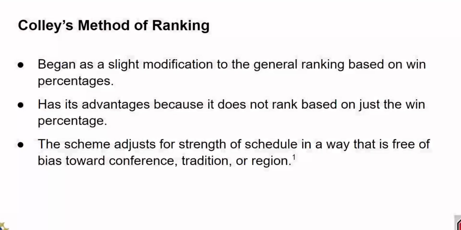Coley's method of ranking began as a slight modification to the general ranking based on win percentage. This method has its advantages because it does not rank based on just win percentage. Therefore, teams cannot build their schedules to play easy-to-beat teams and rack up their win percentage to a higher rank. The scheme adjusts for strength of schedule in a way that is free of bias toward conference, tradition, or region. Coley's method also considers the win-loss record and the total number of games, but uses this information differently.